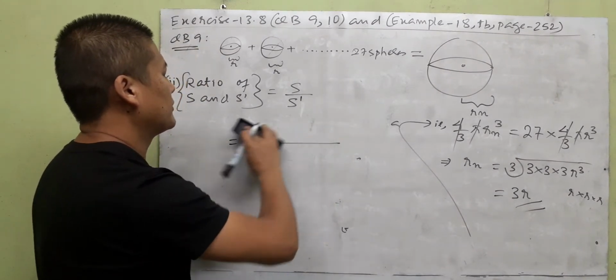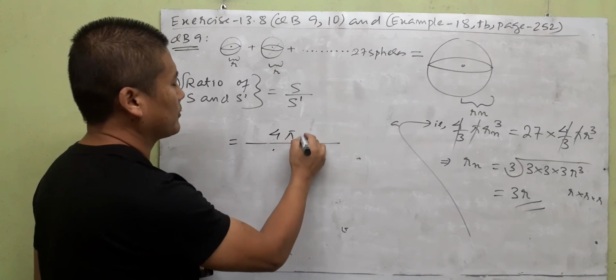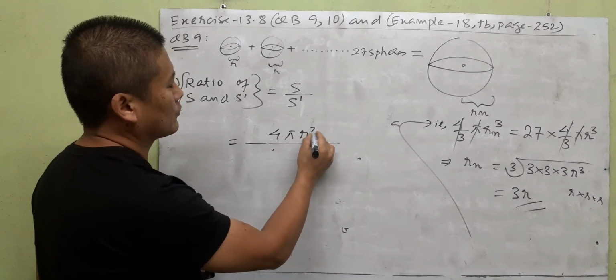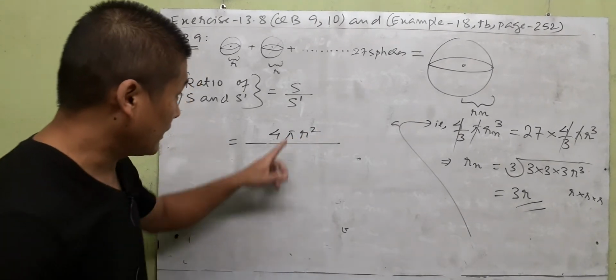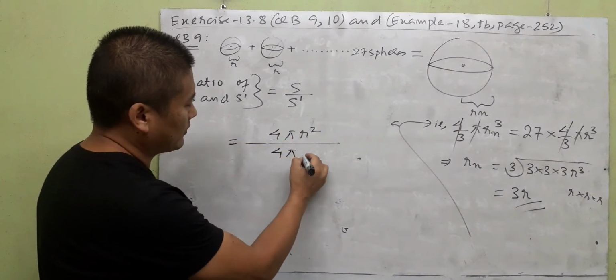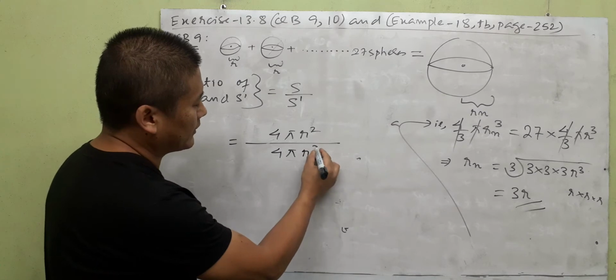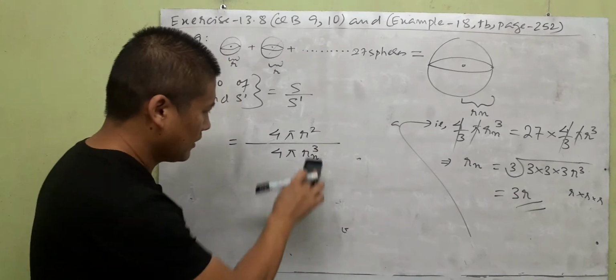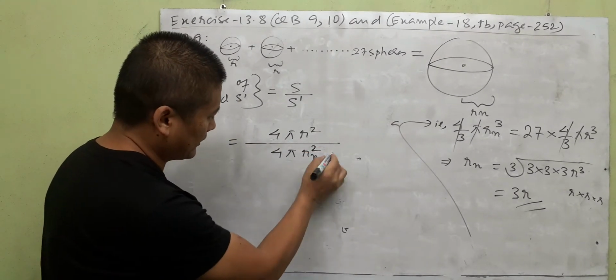Surface area of a sphere formula is 4 pi r square. Then the surface area of the second sphere, same formula, 4 pi r square, but the radius is rn, so we write rn square, because surface area is 4 pi r square.